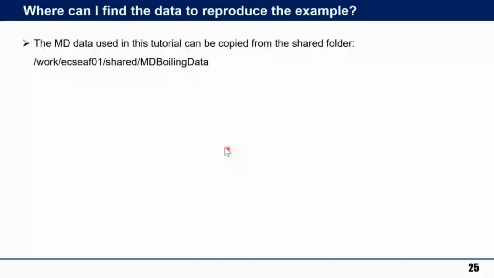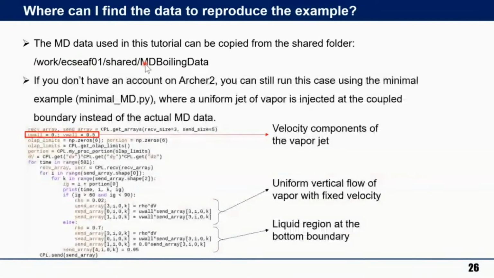For those of you who have access to ARCHER2, I've put my MD data under this directory. You should be able to access and copy the files from here. For those of you who don't have access to ARCHER2, you can still run this example using the CPL Interform Hard Phase Change Solver, but instead of using the load and send MD data Python script, you can run this minimal MD Python script that doesn't actually read MD data, but rather injects a uniform vapor jet at the bottom.